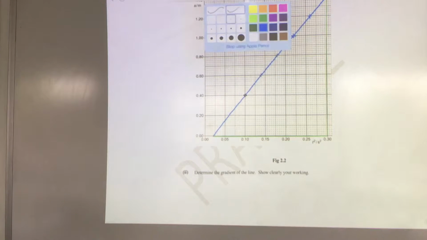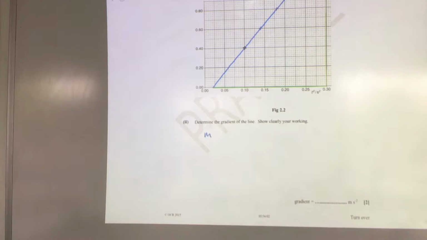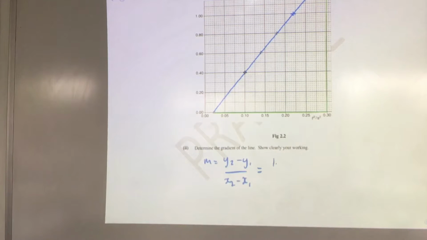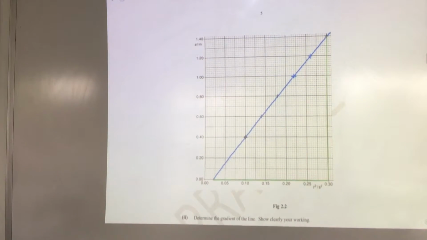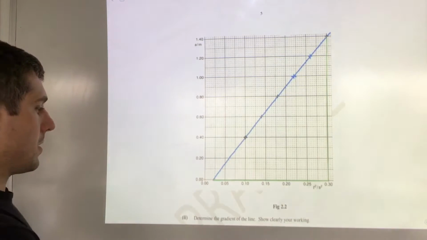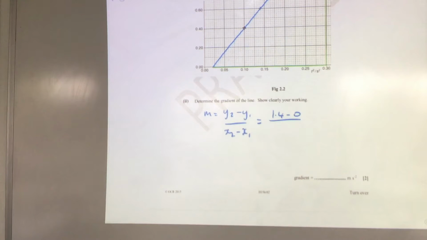Okay, so the gradient calculation. Gradient is y2 minus y1 over x2 minus x1. The y values are 1.4 and 0, so 1.4 minus 0. And x2 is 0.3 and x1 is 0.02, so 0.30 minus 0.02. So that would be 1.4 divided by 0.28. That's 5. That's my gradient calculation.